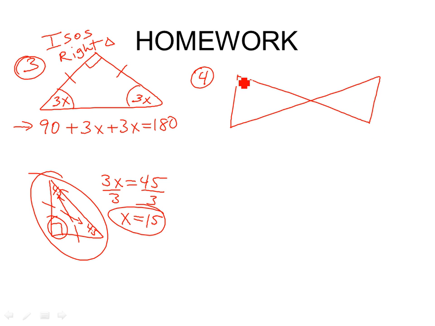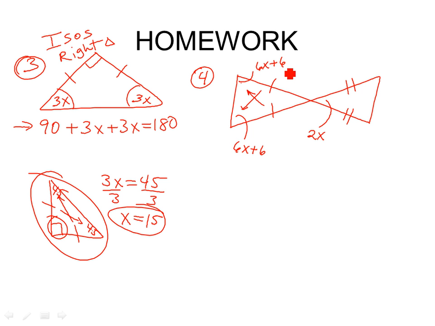Number 4, we know that this angle right here is 6x plus 6. We know that this angle is 2x. What kind of triangle is this one over here? Isosceles. So what do you know about those two angles? They're congruent. So if this one down here is 6x plus 6, what's that one up there? 6x plus 6.